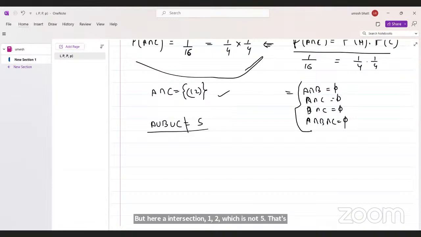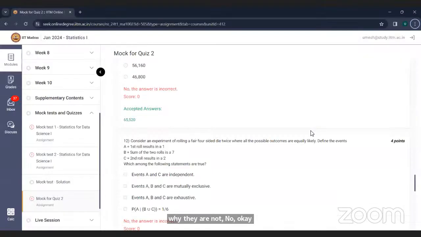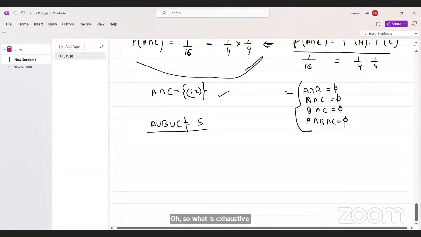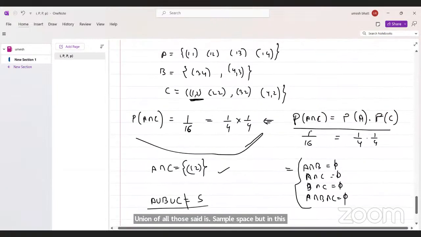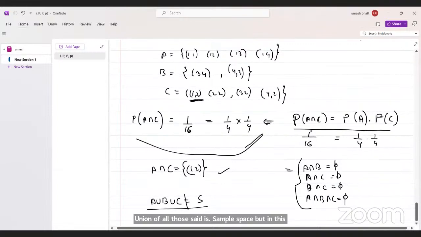Okay, sir. Let's go back to the fourth option. Exhaustive means A union B union C equals our sample space, the union of all those sets is the sample space. But in this case, this is not true. Okay, got it.